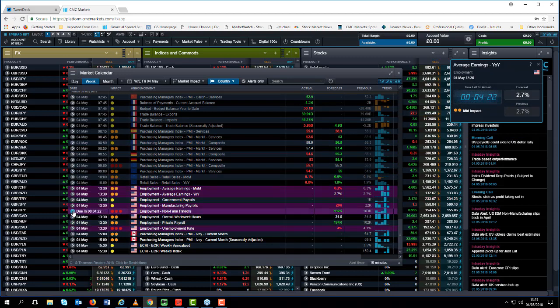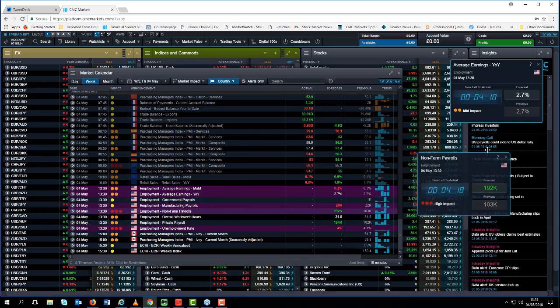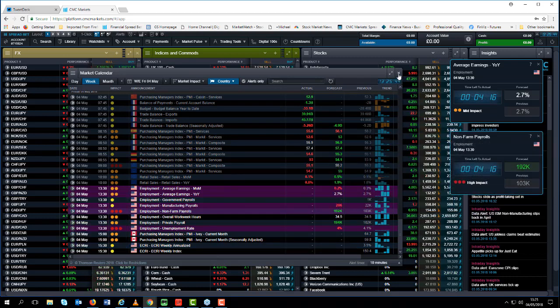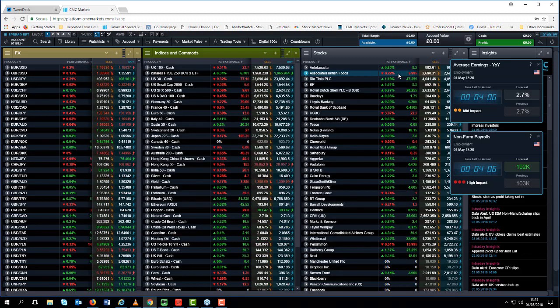Also going to be bringing this non-farm payrolls number up here. I'm just drawing that and popping that into the corner there. So those are the important numbers. The unemployment rate, we're expecting that to drop to 4%, but we also need to put that in the context of what the participation rate is doing.